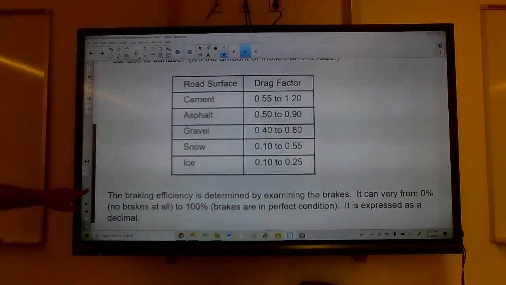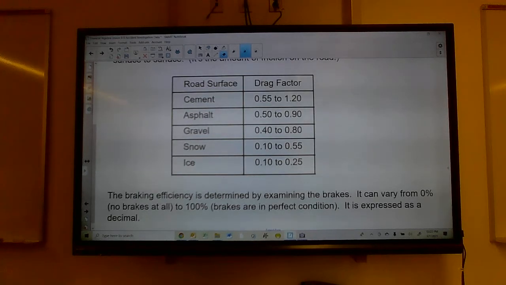So here's a couple of drag factors. If you're on cement, the drag factor can be anywhere from 0.55 to 1.2. On asphalt, from 0.5 to 0.9. On gravel, from 0.4 to 0.8. On snow, from 0.1 to 0.55. And on ice, 0.1 to 0.25. What you want, if you have to put on the brakes, is you want the drag to be bigger. It lets you stop sooner.